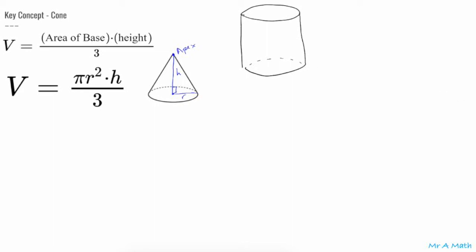If I take a cylinder and then I take a cone that has the exact same dimensions of a base, and it goes all the way up to the exact same point. Let's pretend that these have the exact same dimensions. All right. This cone inside is going to fill up exactly 1/3 of my cylinder.